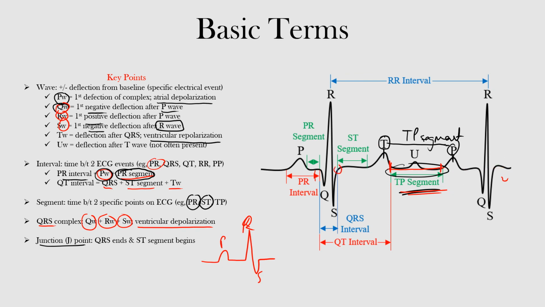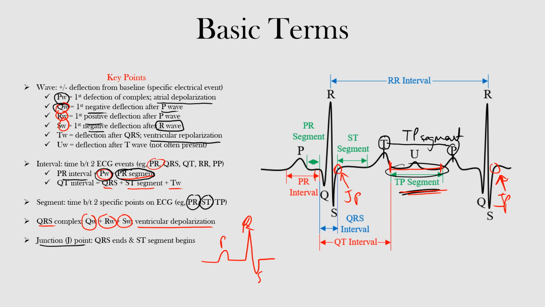So we call that point, again, I'll just erase this to make it clear for you, okay? The junction point would be right here. We'd call that the J point, okay, or this point right there. And sometimes that could be used for looking at different sorts of elevation in the ST segment if it's above the baseline, and it can also be present in some conditions, whether it's elevated or depressed.